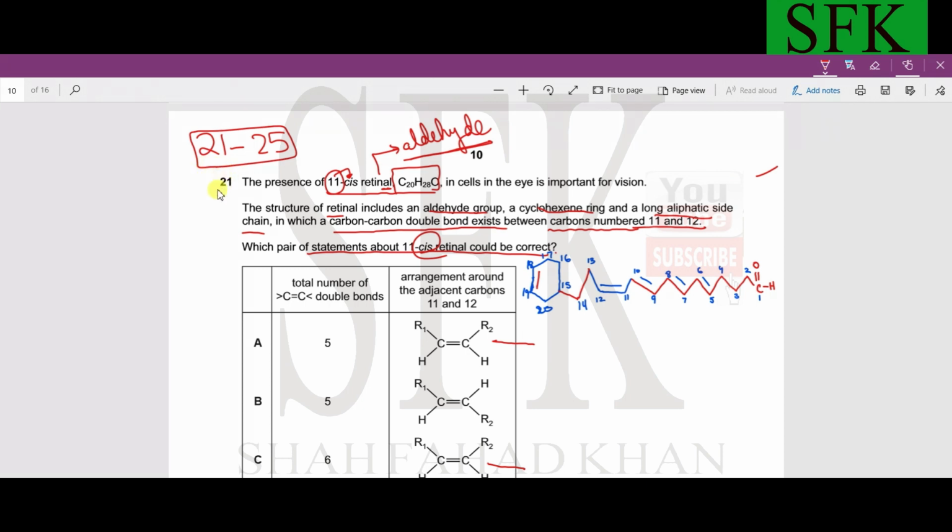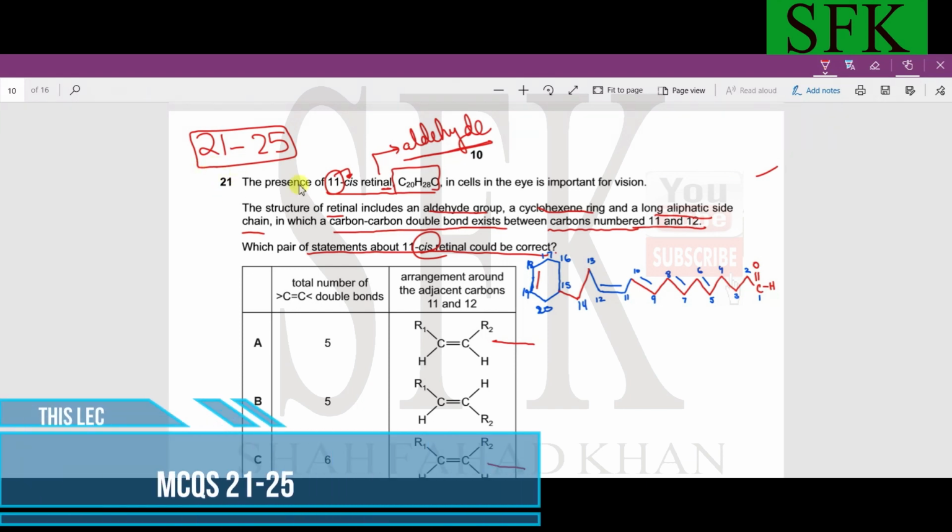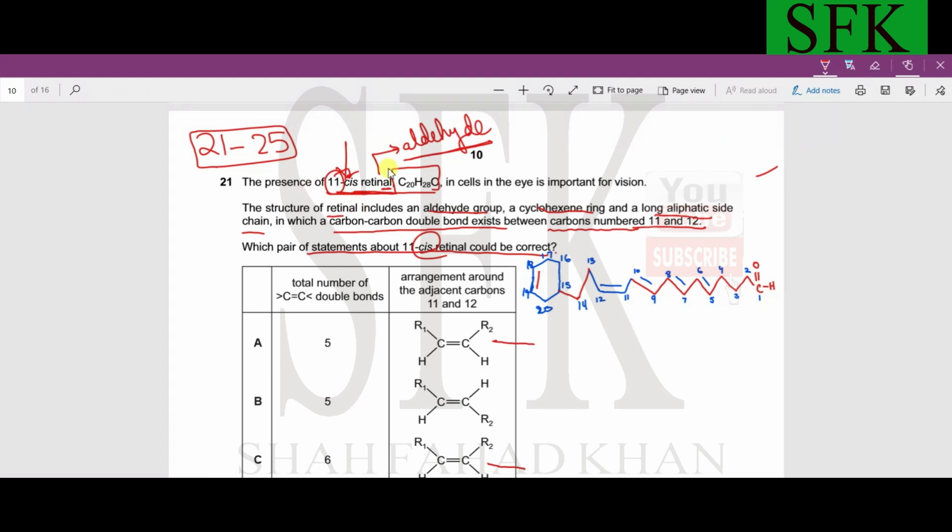Okay, guys, so the first question over here is very, very important. Many students find this very troublesome, so let's do this. The presence of 11-cis retinal. Cis is written in the name, which suggests that there is a cis bond in there.